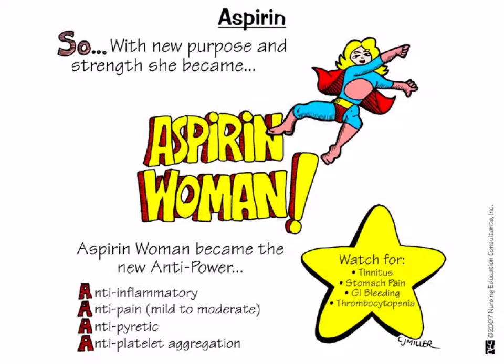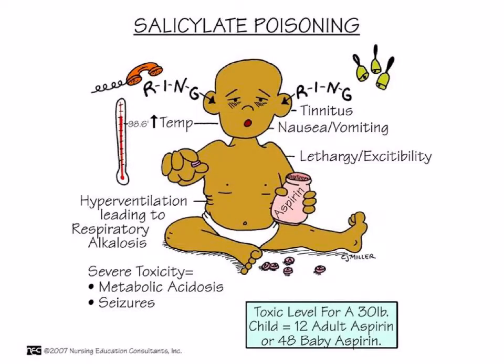When given in high doses, GI problems can develop in about 20% of patients, like bleeding, more so with aspirin than with ibuprofen. This slide talks about salicylate poisoning. Salicylism is another synonym for that. The signs are tinnitus, sweating, headache, dizziness, and respiratory alkalosis, which the hyperventilation can lead to.